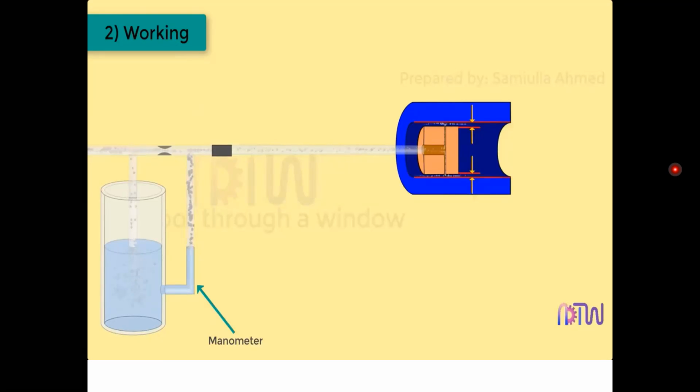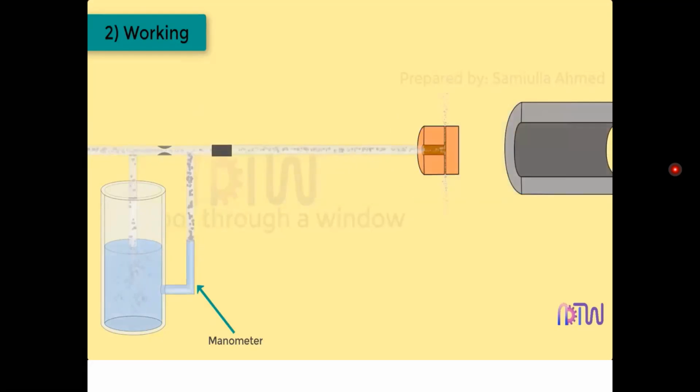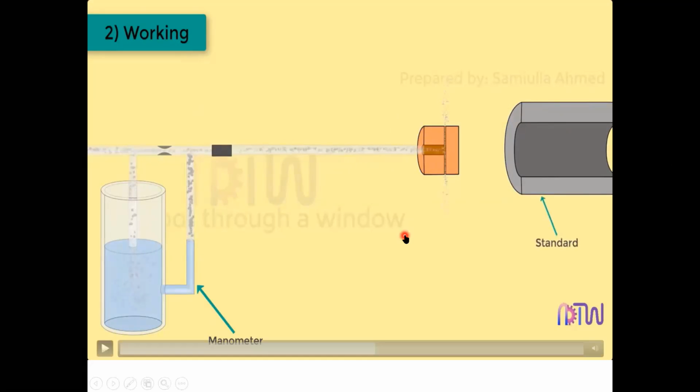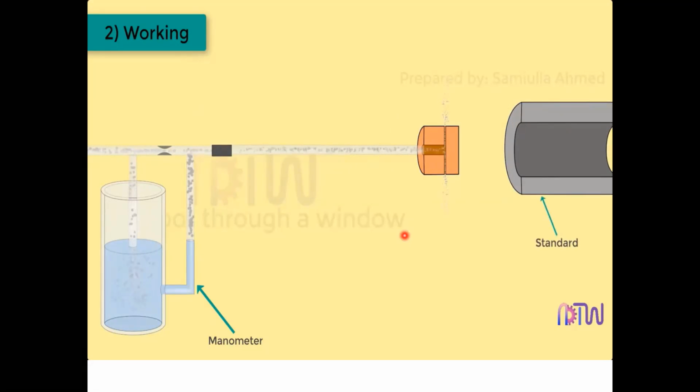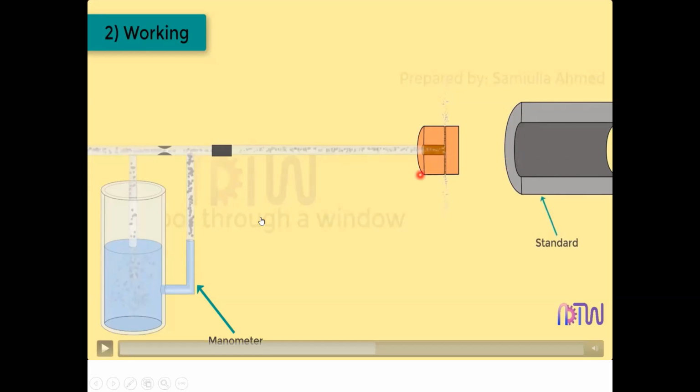When the back pressure is created, the air which is passing through the gauging head will return back, and it will go inside the manometer tube, and this backflow of air will push down the water inside the manometer. At first, a standard workpiece is taken, which has the exact internal dimension of the cylinder. Initially, this gauging head is allowed to pass through this standard one, and the water level in the cylinder and the manometer is adjusted to maintain an equal level.